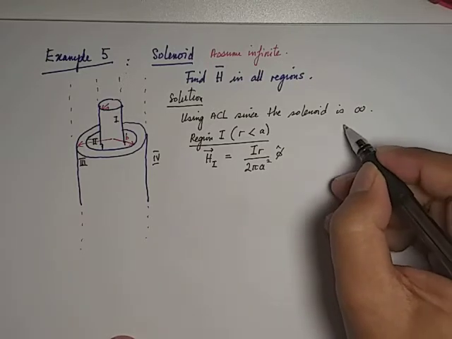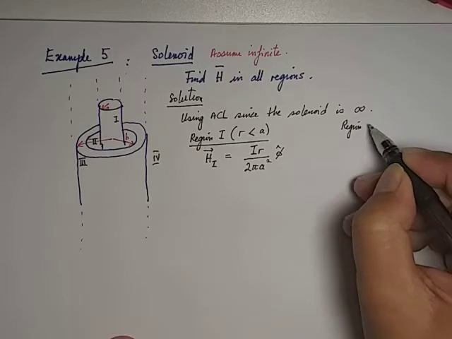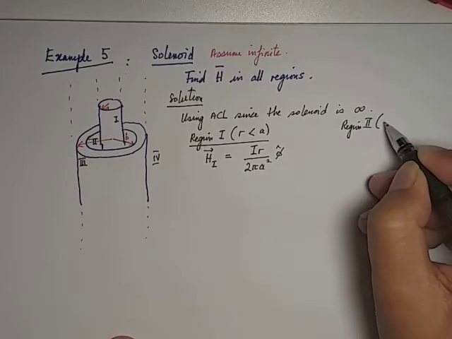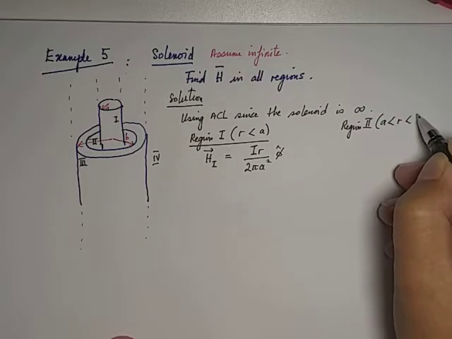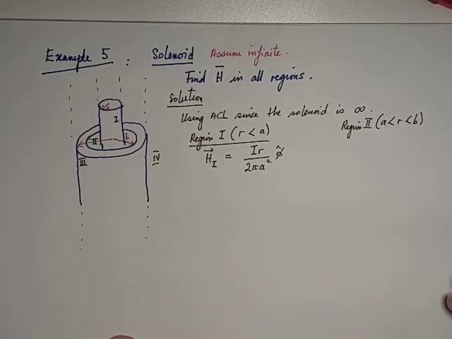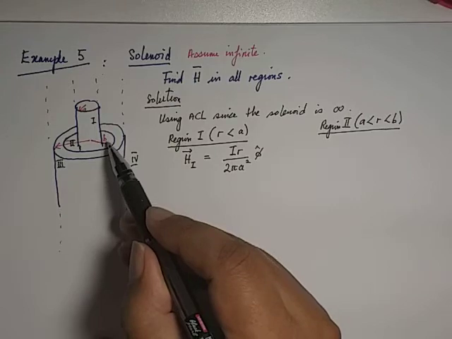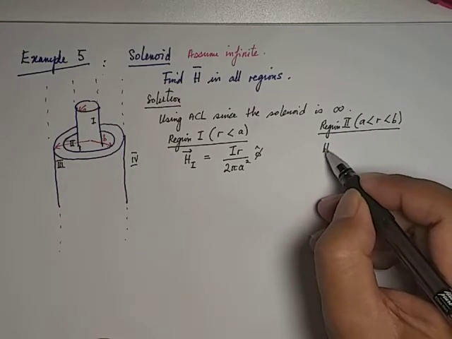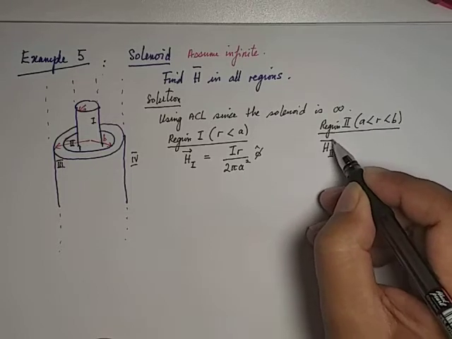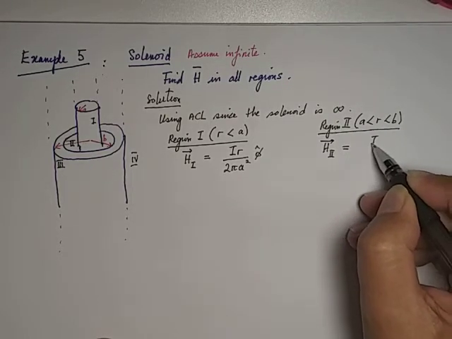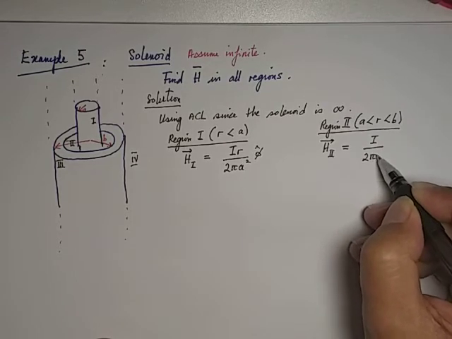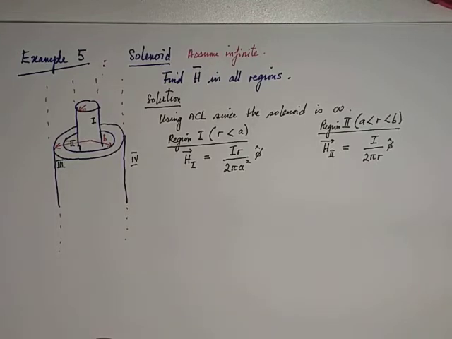Okay, for region number 2, this is true for the case of A smaller than R smaller than B. In this region, I'm sure you can also refer to example 2 that we have solved together, and this ends with I over 2 pi R in the phi direction. Correct? Therefore, these 2 regions are defined from example 2 solutions. So I'm going to go for region number 3 now.